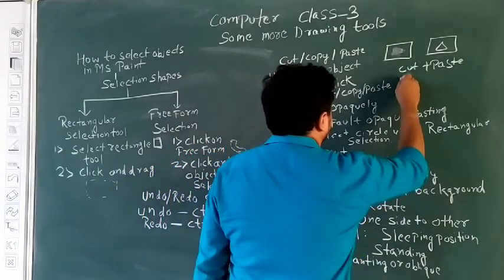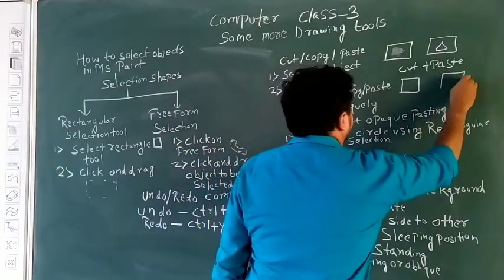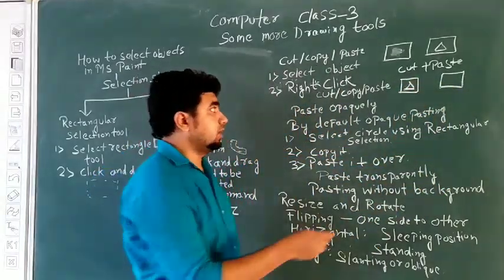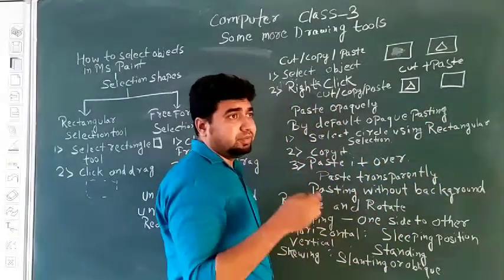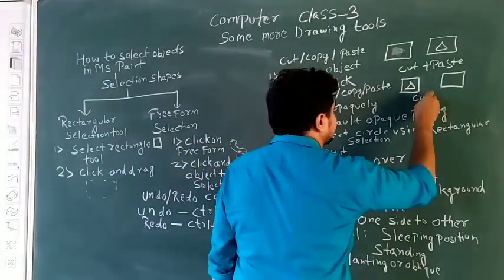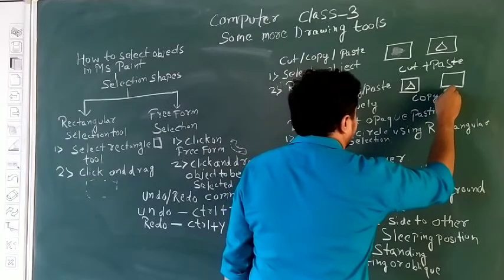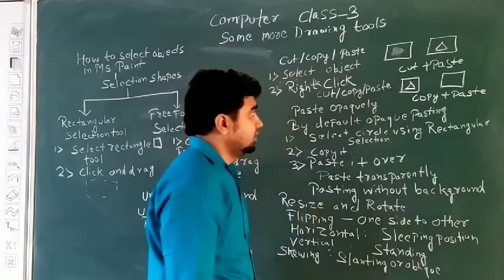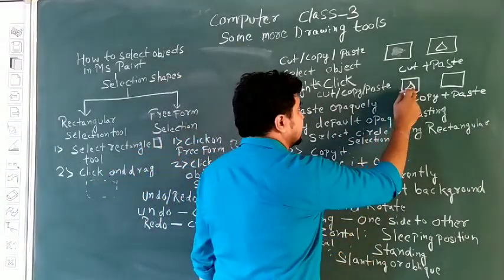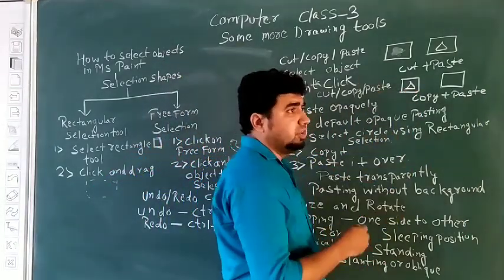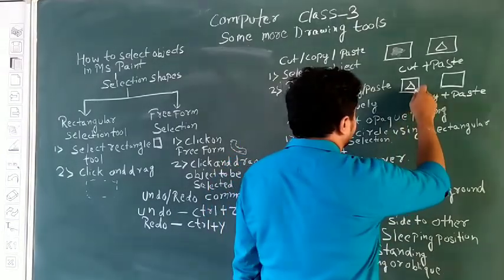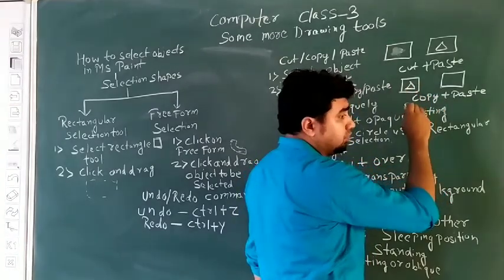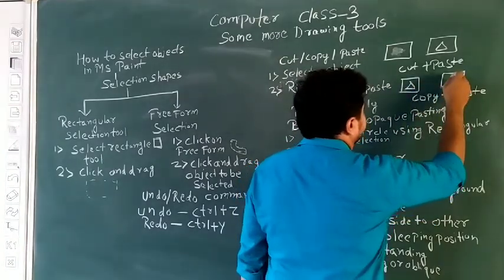The other way is also there. Suppose a triangle is drawn here, and I want a triangle here also. So the other way is copy plus paste. Copy plus paste means the triangle is here, and if I copy this, we will discuss how to copy. First you copy this, and then you paste it here.